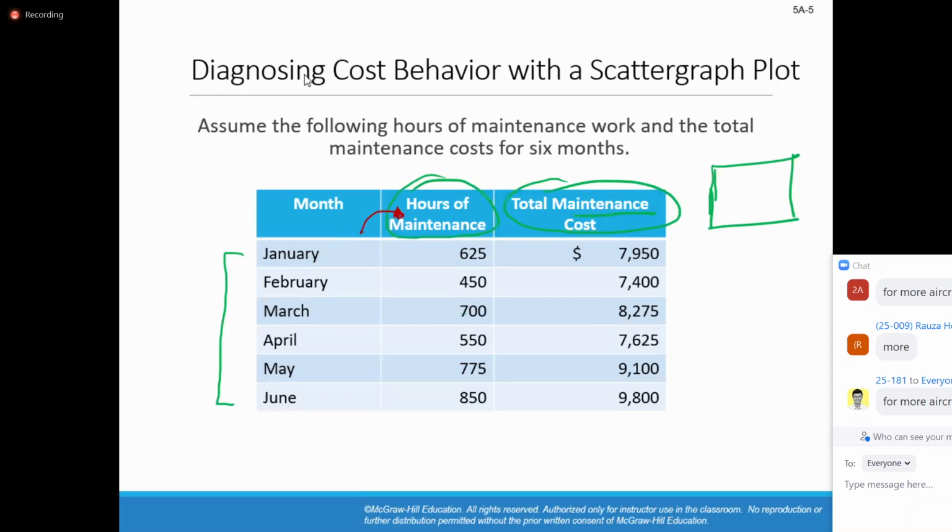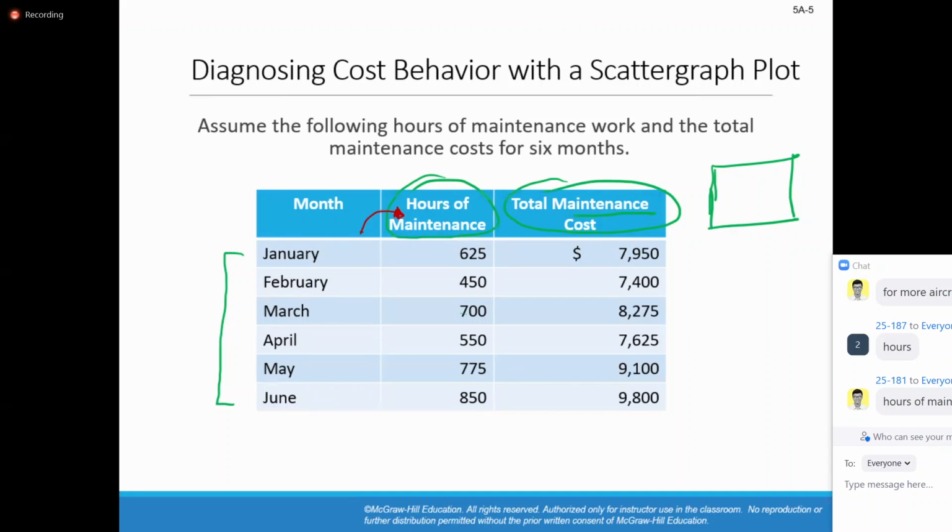So which variable here is indicating the activity base? Do not forget what we learned in the preliminary concepts. Hours of maintenance is likely to be the activity base here. Okay.